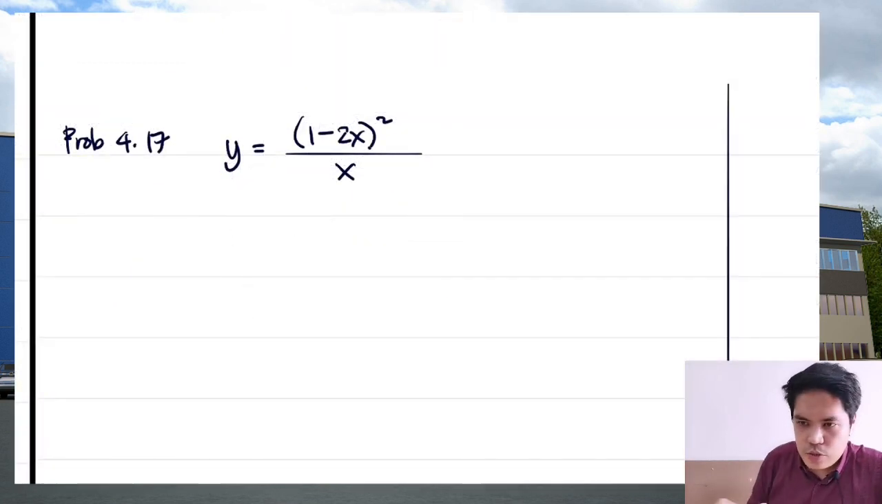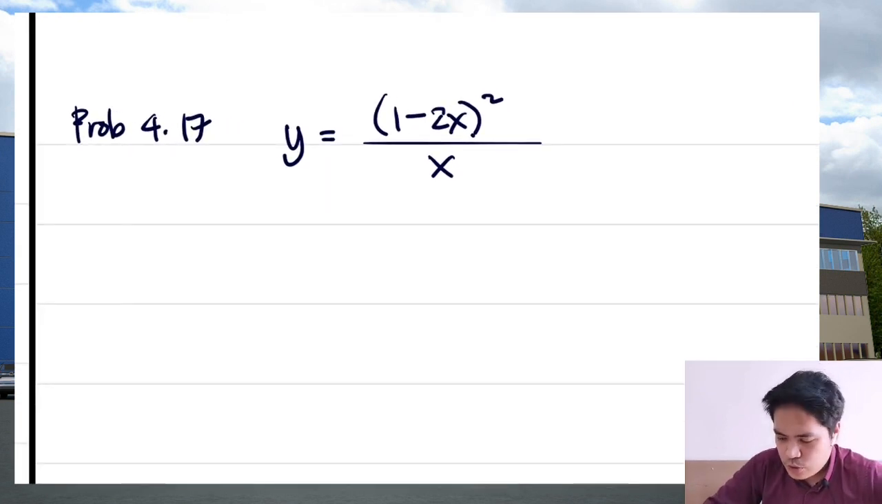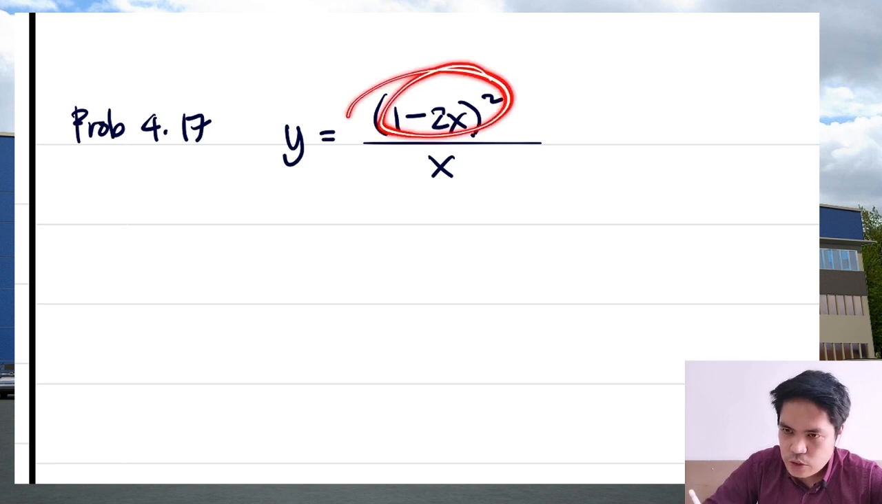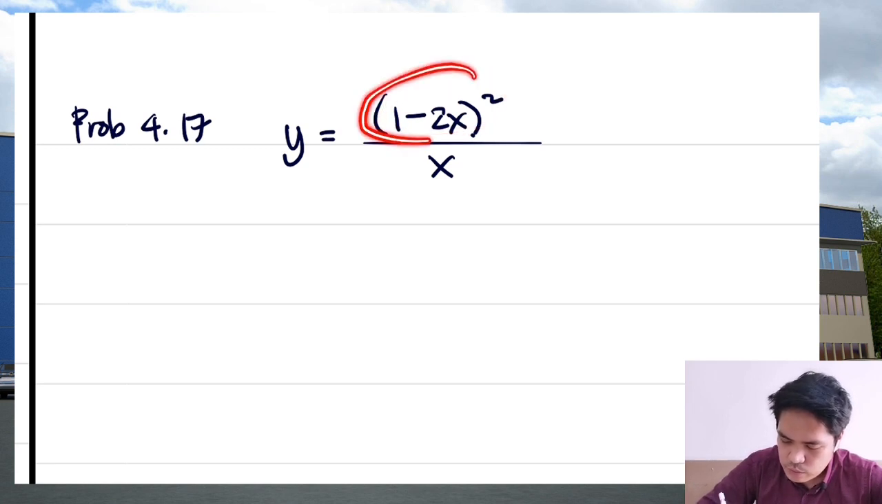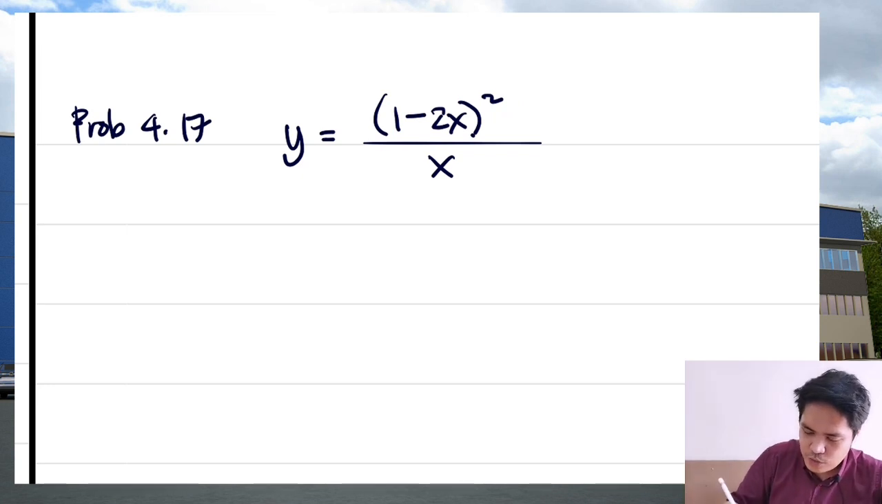Now let us try to solve this next problem, problem 4.17. In this case, quotient lang siya, pero medyo madali lang, no? It's just a quotient, pero the numerator is a composite function because we have a function within a function, okay? Or we have the mother and we have a baby. Ayun. So how do we solve this?